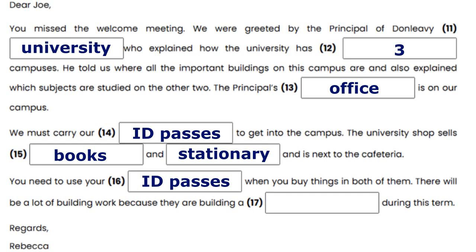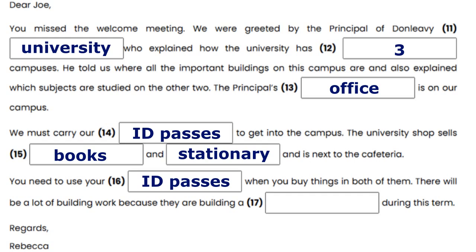Two other important buildings are also located on this campus, the cafeteria and the on-site shop. You can purchase all the required books and any stationery you need for your courses at this shop. Please bear in mind that even though you have shown your ID passes to enter the site, you still need to use them again to buy anything in the shop or cafeteria. This is for security reasons.